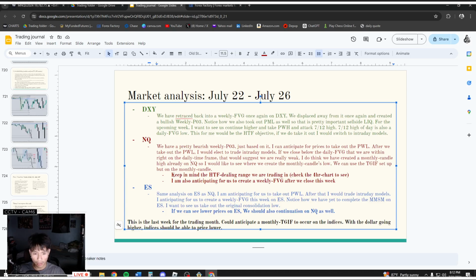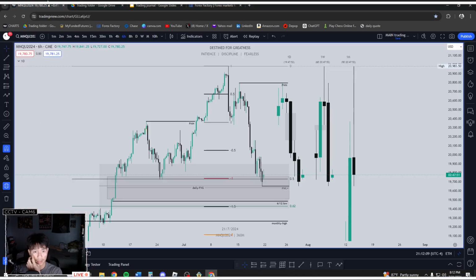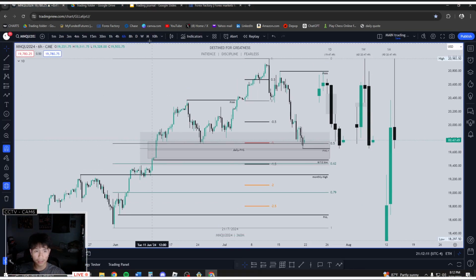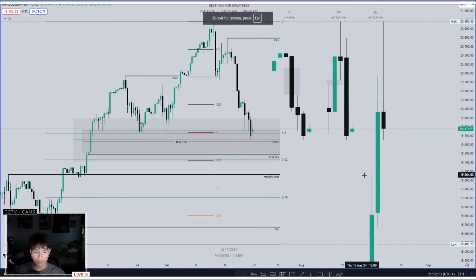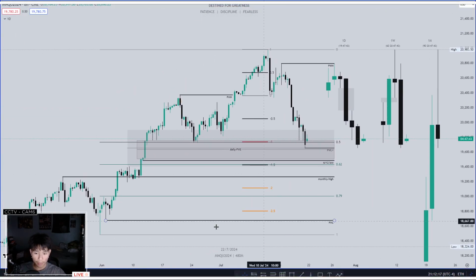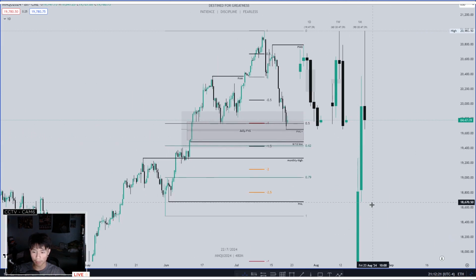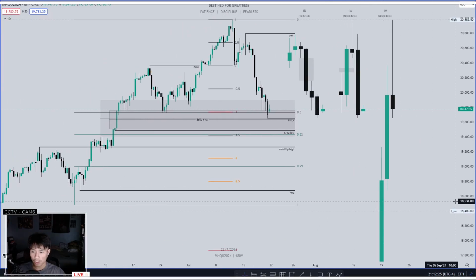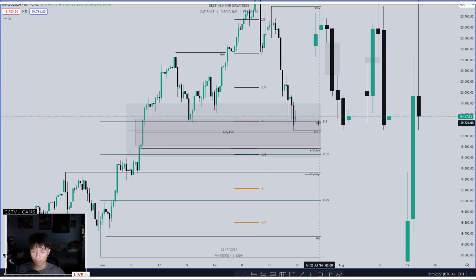Some of the key points I do have noted here is keep in mind the higher time frame dealing range that we are trading in. Check the 4-hour chart to see. And what I mean by that is this dealing range. From this candle's low to this candle's high, we are in a bigger time frame dealing range here. We just retraced back inside this 0.5, basically discount of this range.